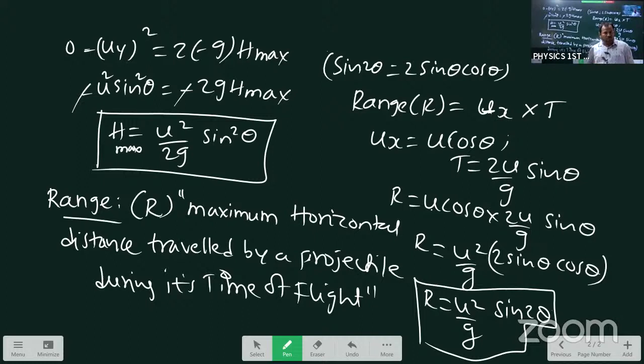Total 3 questions are over from motion in a plane. Number 1: state and explain the parallelogram law of vectors. Number 2: show that the path of a projectile is a parabola. Number 3: define maximum height and range, and prove maximum height is u square by 2g sin square theta and range is u square by g sin 2 theta. This is the 3-star question from motion in a plane, student.